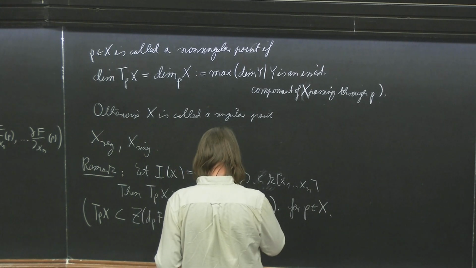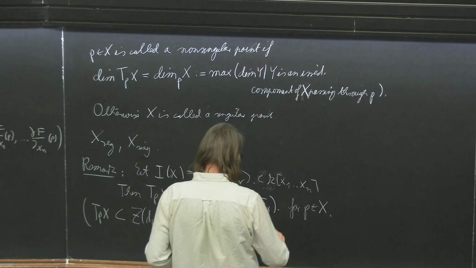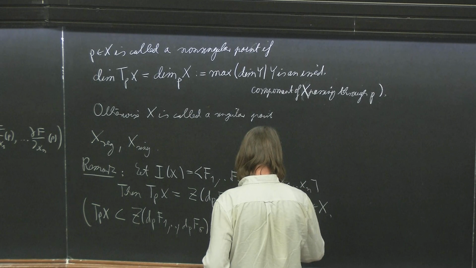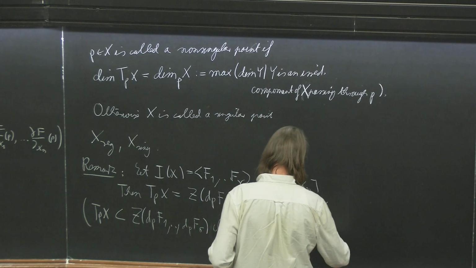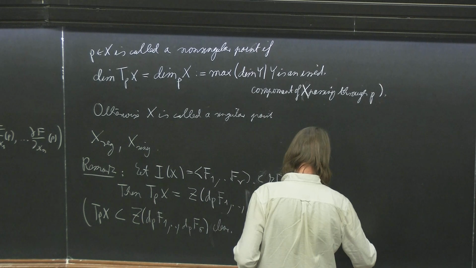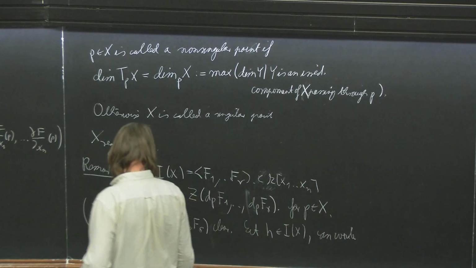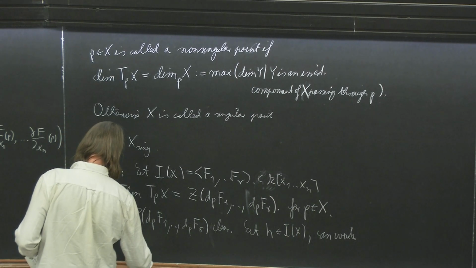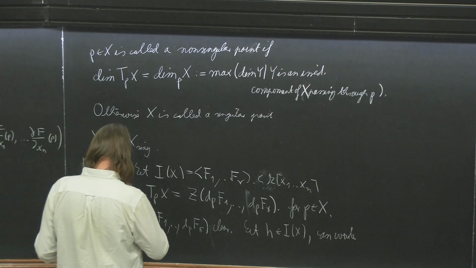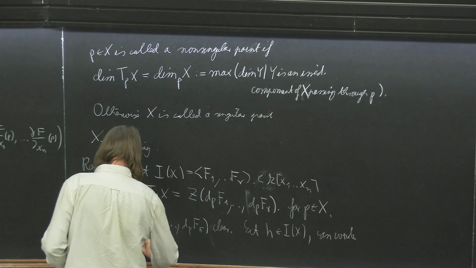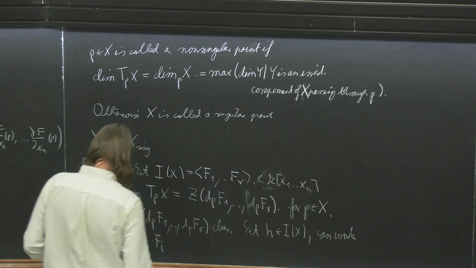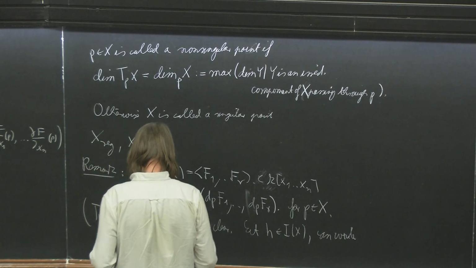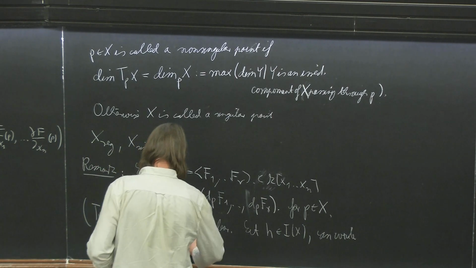So now let h be an element in I_X. Then we can write h equal to the sum i equals 1 to r of h_i times f_i, because it's in the ideal, and the ideal is generated by those, where the h_i are some polynomials.